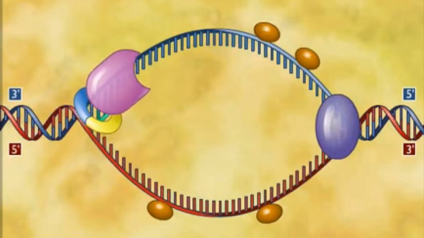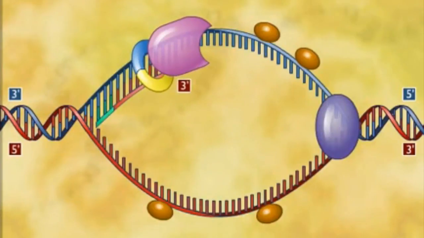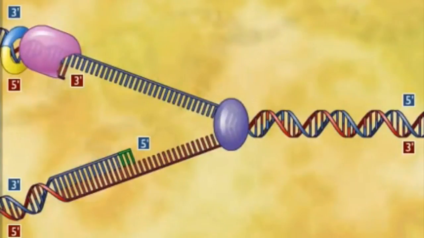DNA polymerase starts at the free end, working in the 3' to 5' direction and runs continuously toward the replication fork. The helicase continues to open up the line. The more the helicase opens up, the more nucleotides are added. This only occurs on the leading strand.